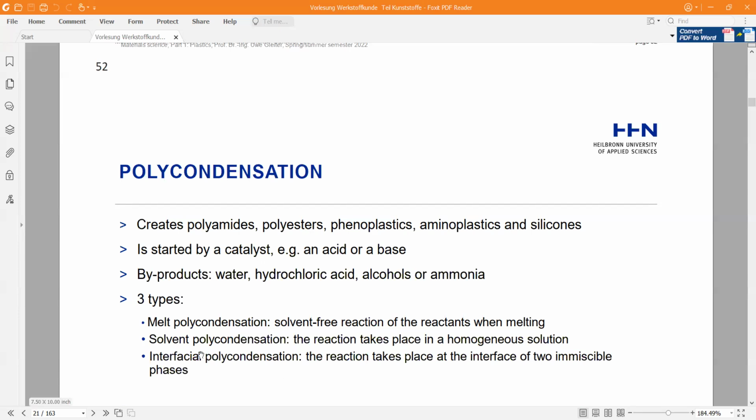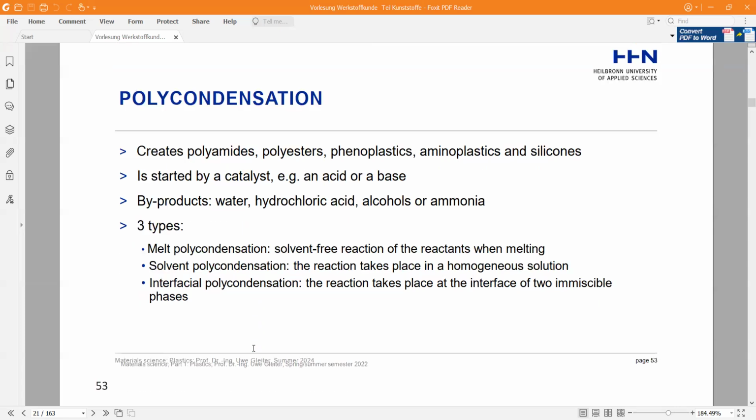There are three types of polycondensation: melt condensation, a solvent-free reaction of the reactants when melting. Solvent polycondensation, where the reaction takes place in a homogeneous solution. Interfacial polycondensation, where the reaction takes place at the interface of two immiscible phases.